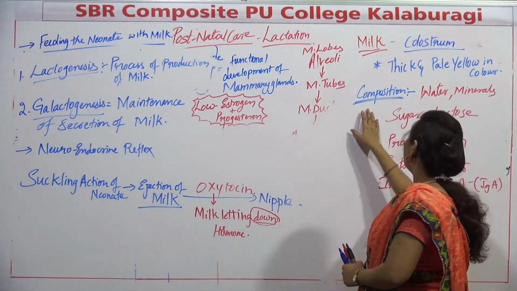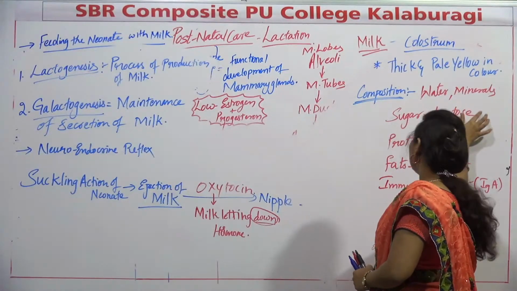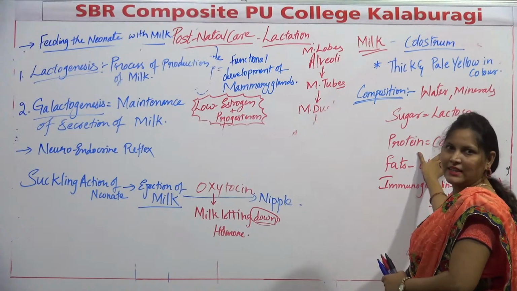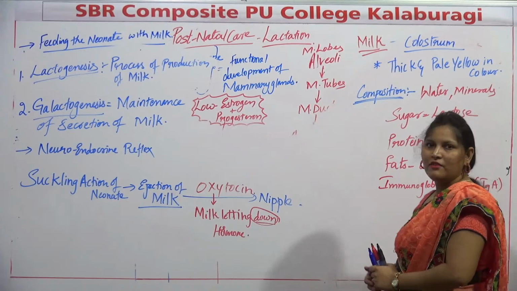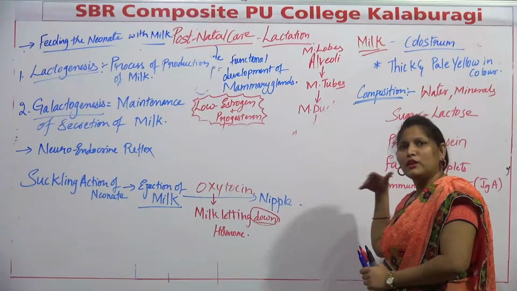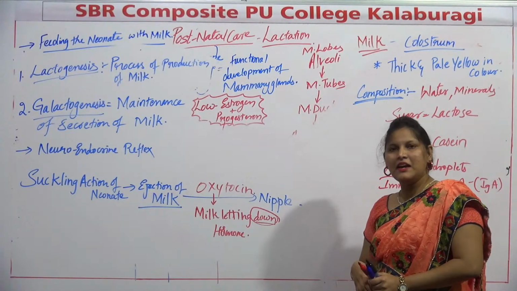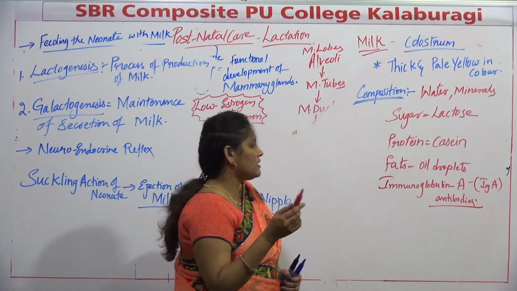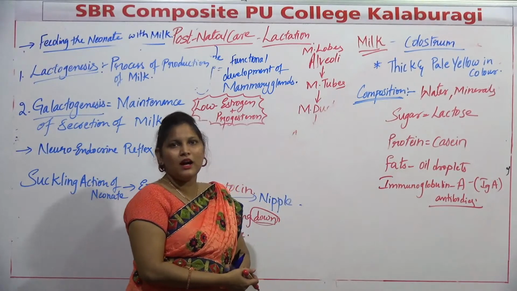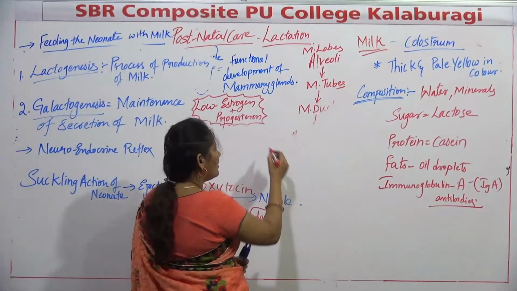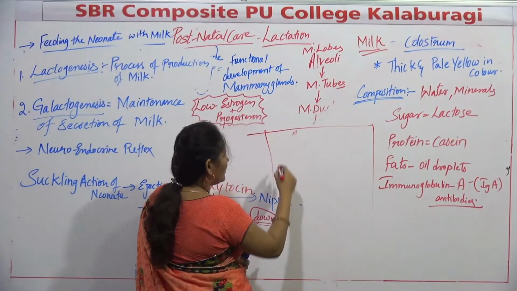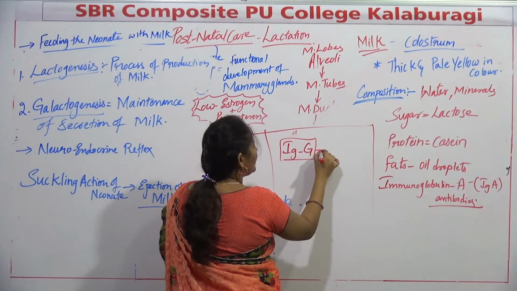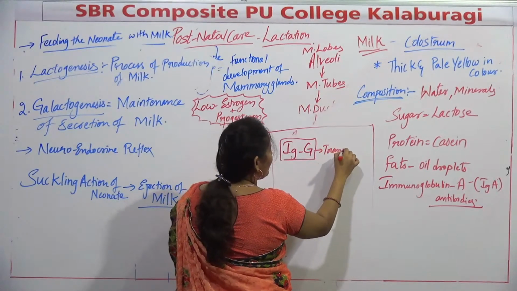The composition of milk, if you see: water, minerals, and carbohydrate, lactose is present, proteins, casein is present, followed by the fats, and in colostrum it is rich in IgA antibodies. And one more point, placenta. Through the placenta, IgG antibodies, Immunoglobulin G antibodies, are transplacental.